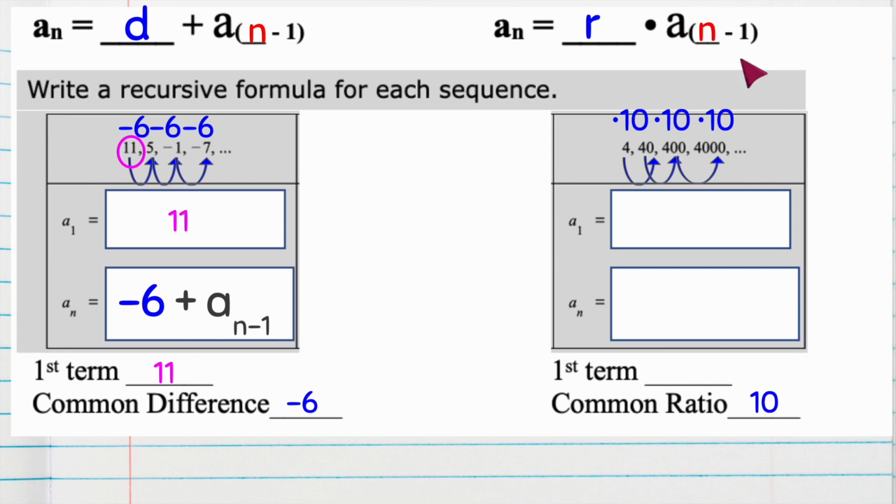Since it's multiplication, I'm going to use the geometric formula, which is the common ratio with multiplication. My first term is 4. That's just the first one they gave me. And so the formula here is going to be r, which is 10, times the previous term, a sub n minus 1. All right, so that is solving a recursive formula, finding the terms of it, and writing recursive formulas for both arithmetic and geometric. I hope that helped, and I will see you in the next video.